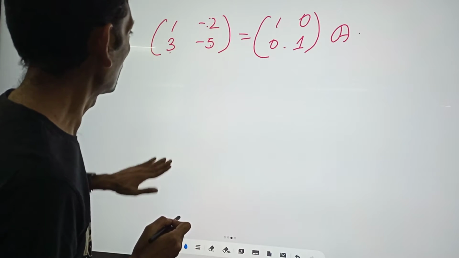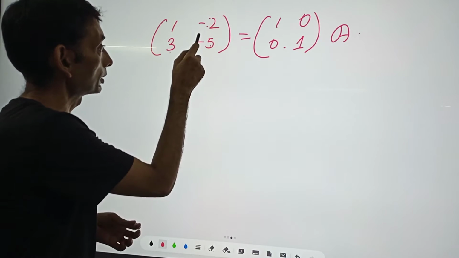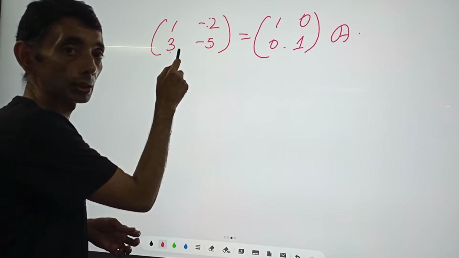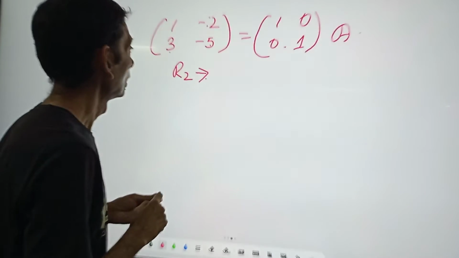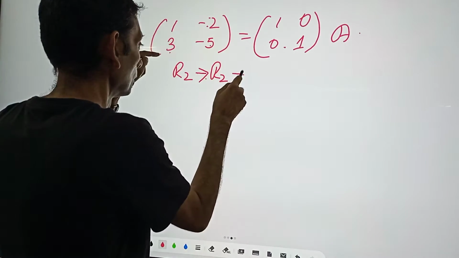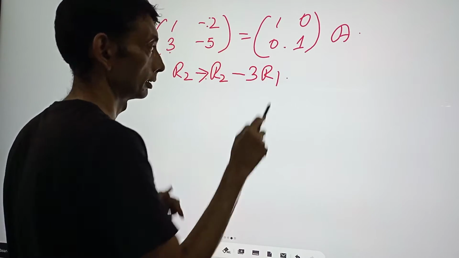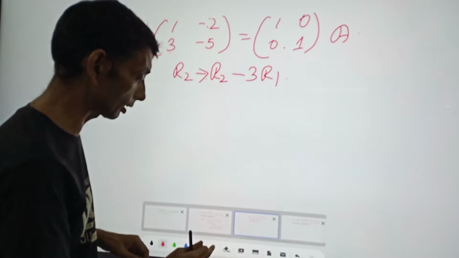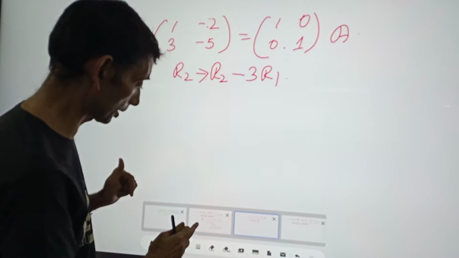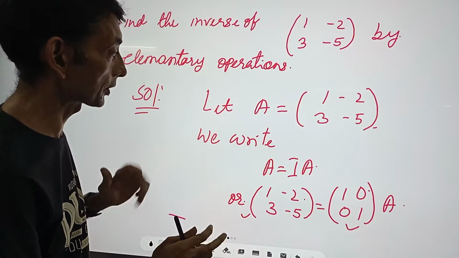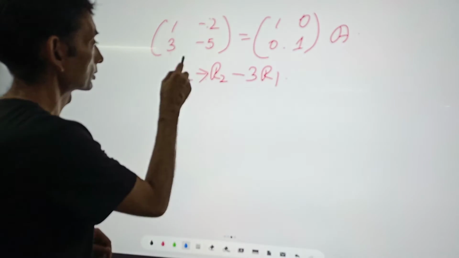Okay, let's start. First of all, we are going to change this particular row 2. How do we change row 2? R2 will take help of row 1: R2 minus 3 R1. Let us first check the original matrix, 1 minus 2 3 minus 5. It's correct. Fine, so we are going to use this operation first.